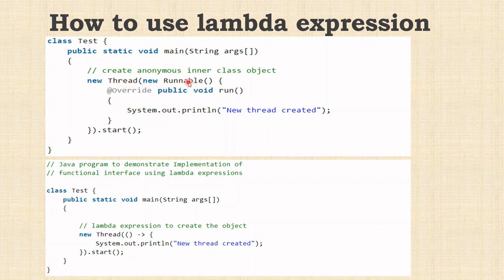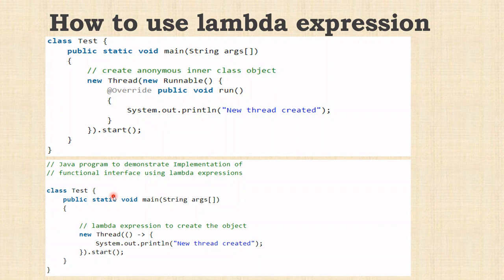Inside new Runnable, this run method is here. We override the run method and write our logic, which is that a new thread is created, and then thread.start. So it will be like this in an anonymous inner class.